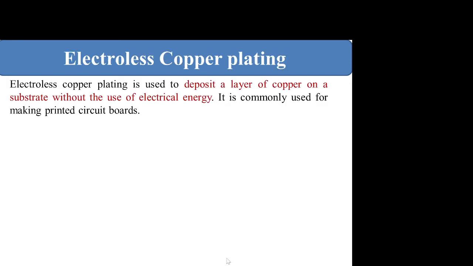Let us see electroless copper plating. Electroless copper plating is used to deposit a layer of copper on the substrate without use of electric energy. It is commonly used in making printed circuit boards. I told you mobile phone boards are multi-layered boards which are made by electroless copper plating. We can make multi-layered copper lines in plastic boards using this technology. It is very much important in PCB making.